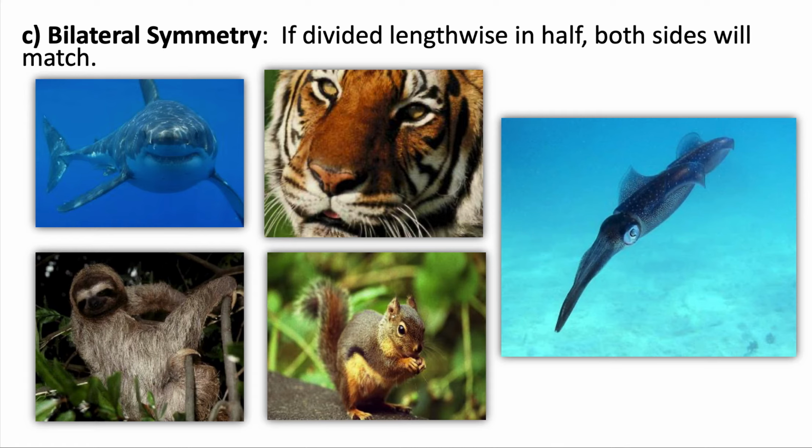All right, and then the last is bilateral symmetry, which is divided in half lengthwise and both sides will match, or for the most part match. Like if you look at the person sitting next to you, there could be a slight difference in their facial features, but overall they have bilateral symmetry. So mammals, fish, tons of animals are going to have bilateral symmetry. All right, the majority of animals are going to have that.